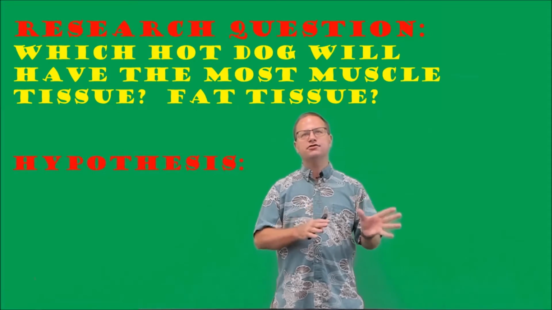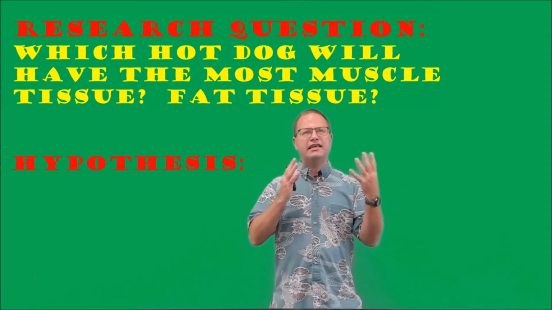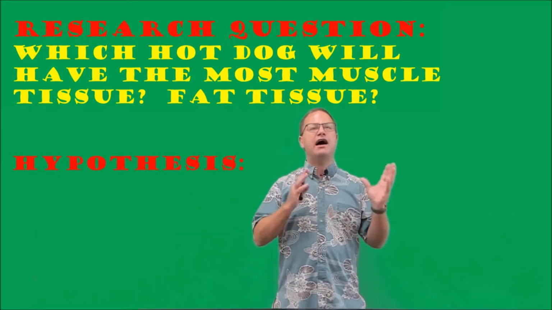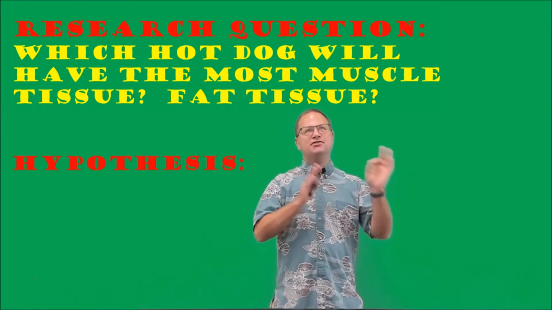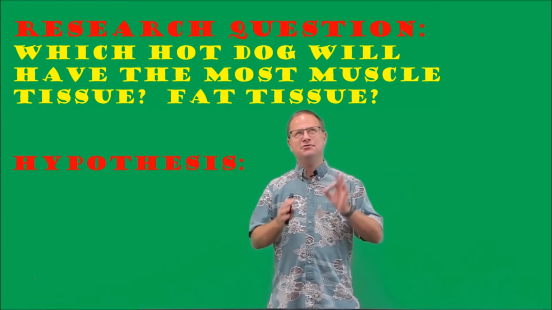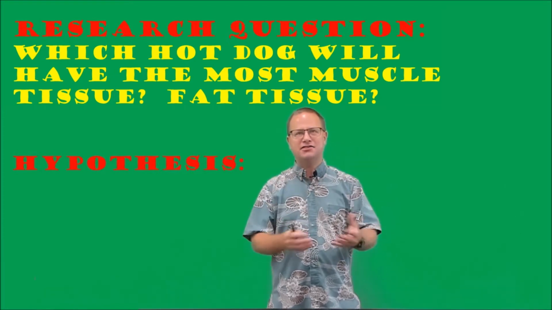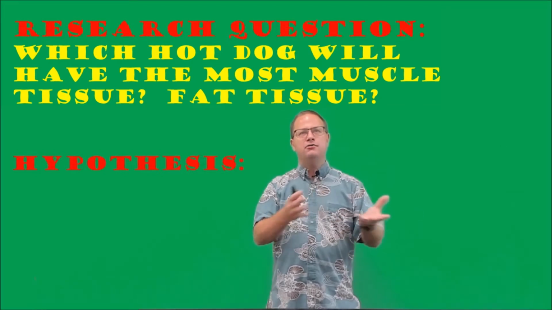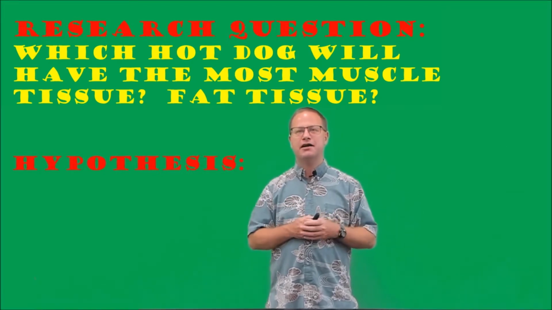Okay, so our research question today is which of our 4 hot dog brands will have the highest proportion of skeletal muscle fibers, or meat, and which will have the highest proportion of adipose tissue, or fat? So that is the research question. I'll leave it to you to determine your hypothesis. For example, if you think the Vienna sausages are going to be higher in fat and lower in protein, you would say so. But you might have different opinions based on your experience with each of these tubular meat products.